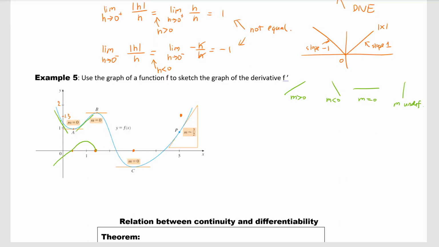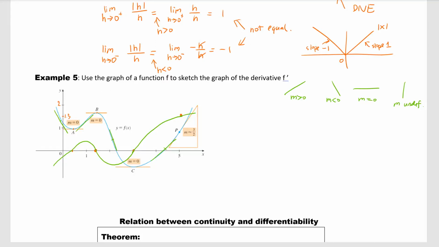How about this piece? You can see the slope is negative, so the derivative is below the x-axis. And when we connect these two points, you can see the slope is positive, so that's why it's above. And we connect them together. So the green line is the derivative. It gives the slope of the tangent line at each point of the function.